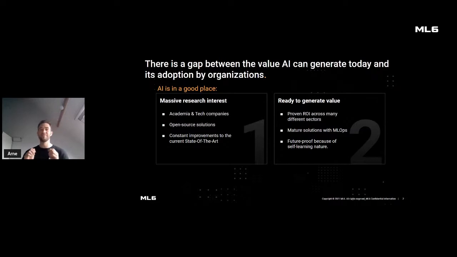So the first one is the massive research interest that makes AI to be in such a good place. And it's both from academia and big tech companies. And more of that, and that's my second point, more often than not, that research is then open sourced. And so they can build from each other, which means that there are constant improvements to the current state of the art.